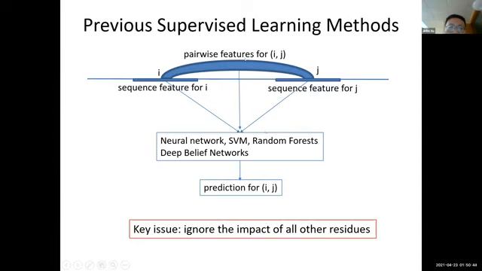So the major issue with this kind of procedure is, I would say this kind of method is a local supervised learning method, because when they do the prediction for two residues, they ignore a large amount of information in other residues. They only use information surrounding these two positions, and it doesn't use information in the whole protein. So this is a major issue with this kind of method.